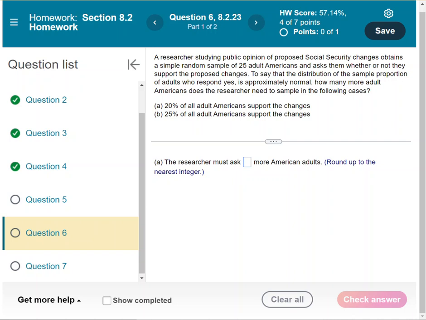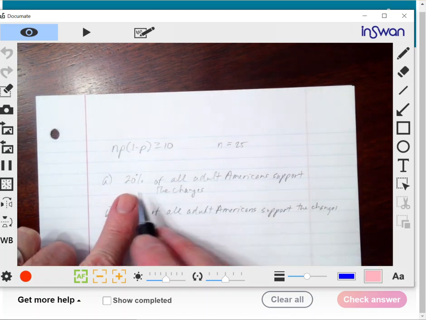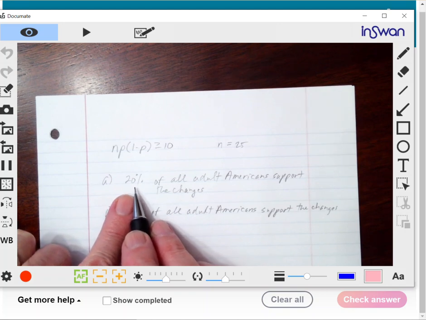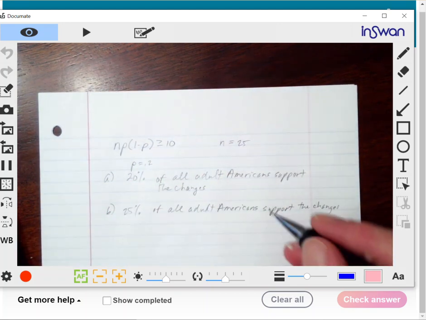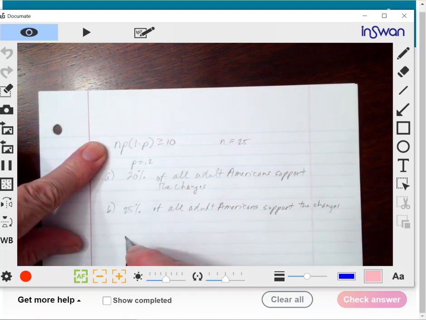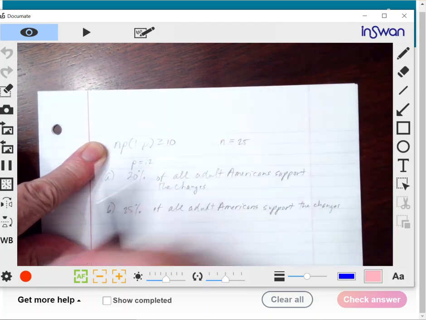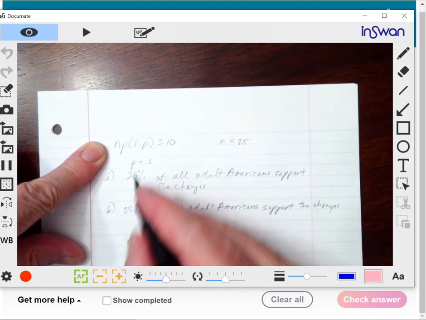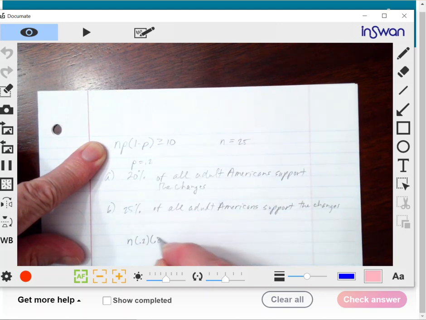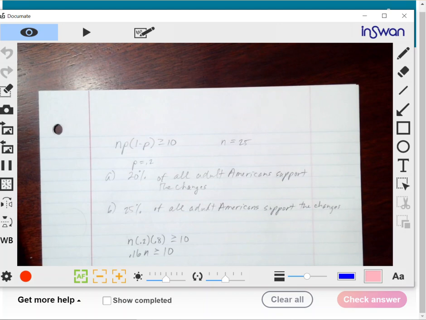All right, so let's go ahead and switch to my other screen. So here's our numbers. We want to say that 20% support the changes, notice that would be our P, or P would equal 0.2. So if we plug in the numbers into this formula here, actually we're going to leave N alone because we need to find out what that number needs to be. I'm going to leave it as a variable. P is 0.2. 1 minus P would be 1 minus 0.2, which would be 0.8. And I need that to be greater or equal to 10. So 0.2 times 0.8 is 0.16 times N. I need that to be greater or equal to 10.